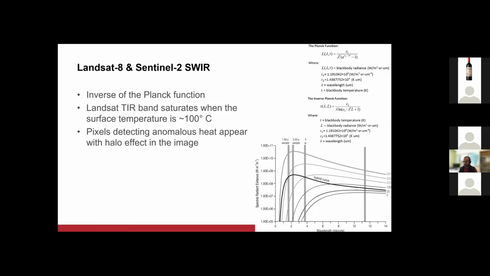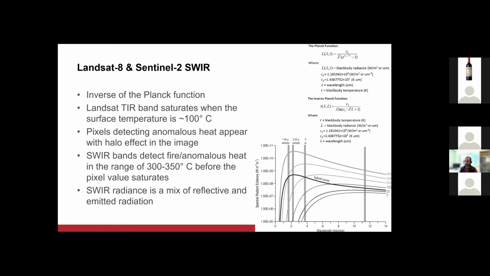Pixel detecting anomalous heat appears with a hollow effect in the image. And this is what the case is with TIR, the thermal infrared band, when we are dealing with Landsat. Shortwave infrared band can detect fires and anomalous heat in the range of 300 to 500 degrees Celsius if the surface temperature is in this value. Beyond that, the pixel values saturate, and shortwave infrared radiance is not just the emitted radiation, it is also a mix of reflective and emitted radiation.